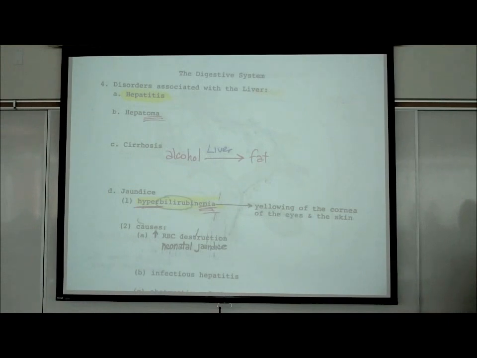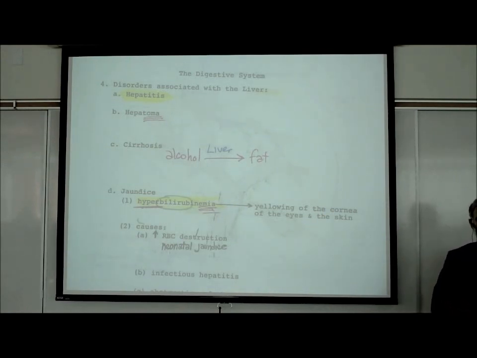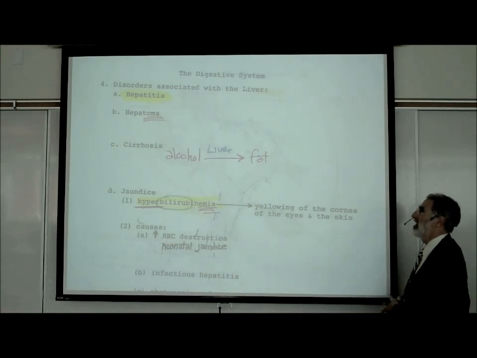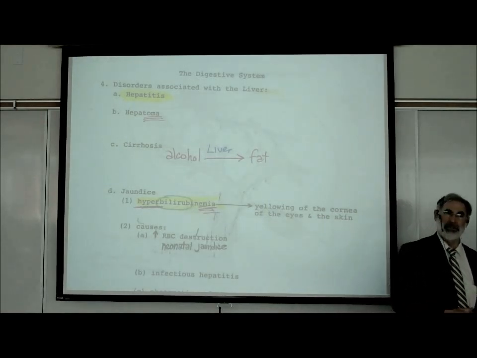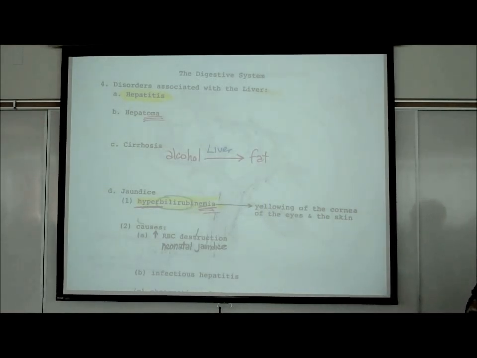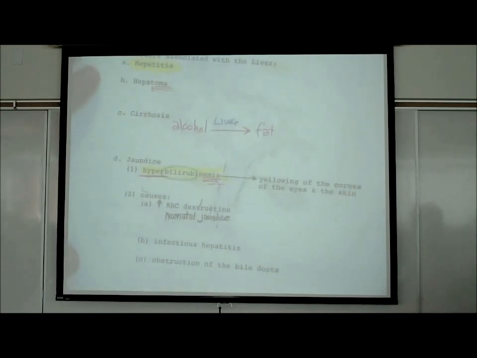Obviously, you could have a benign tumor. You could have a malignant tumor. Malignant tumor is also another way of saying cancer. Obviously, again, if there's tumors, cancer of the liver, this is very serious because of all the important roles of the liver. What is cirrhosis of the liver?